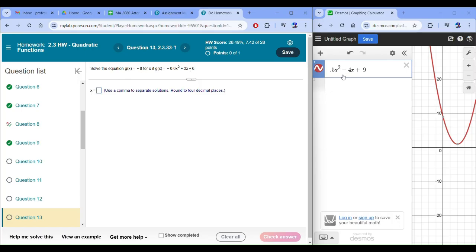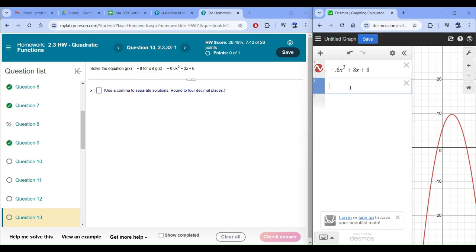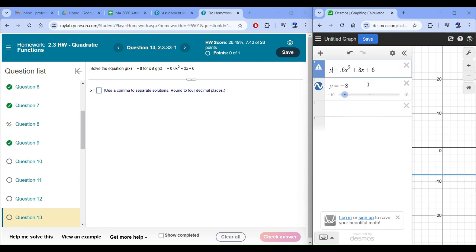That means they want to know where this graph intersects. So if I type this point, so what is that? -0.6x squared plus 3x plus 6. And then my graph is going to be -8. My second equation, what's this be? Y equals, and then this is y equals, and then I'm looking for those two solutions right there. Use a comma, round to 4 decimal places.